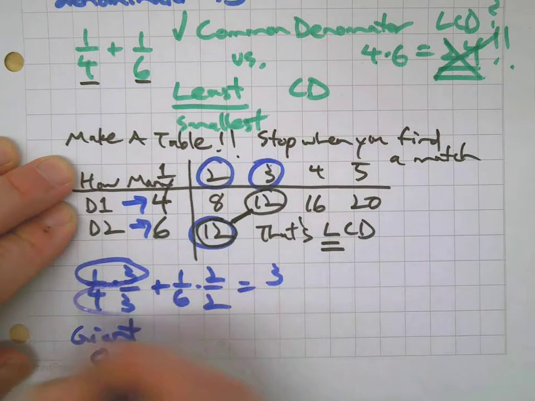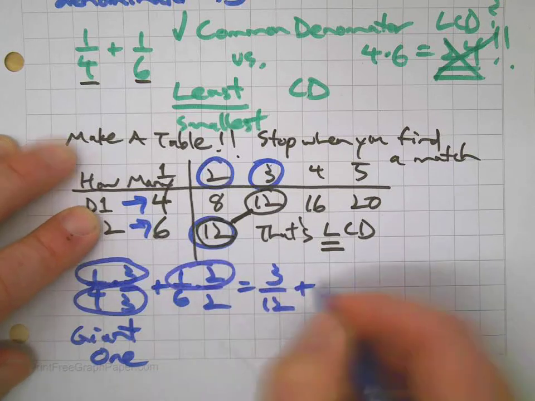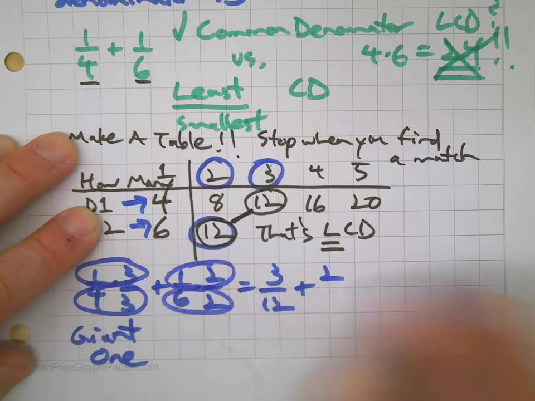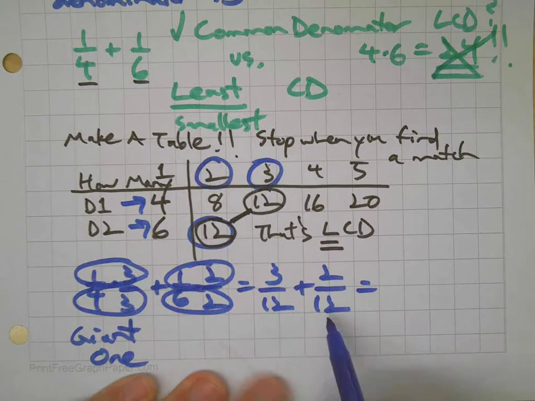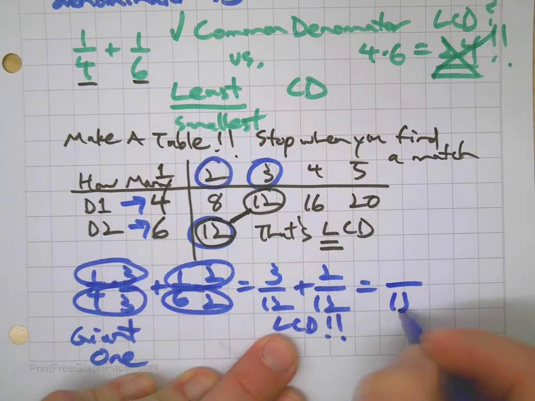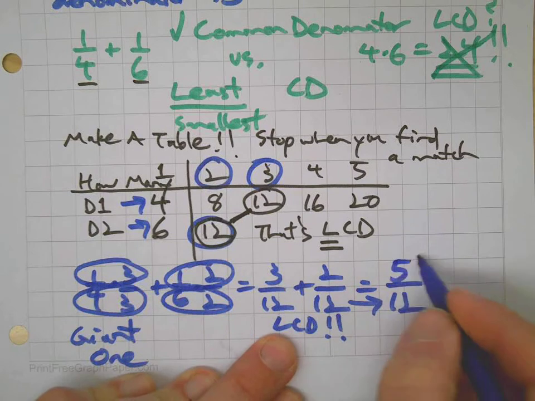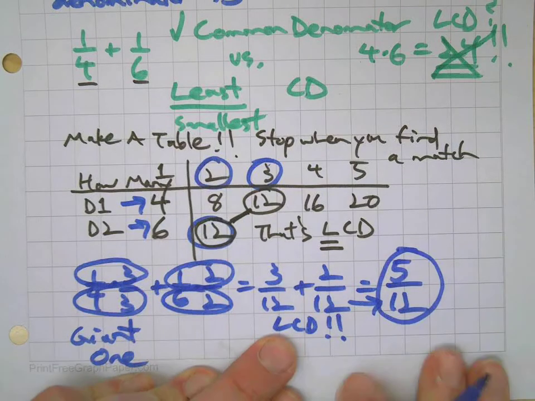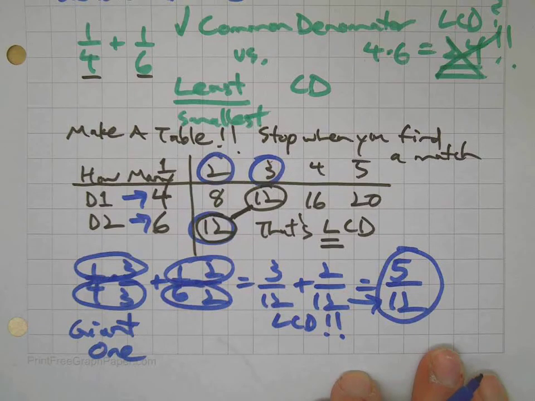1 times 3, 4 times 3. 2 times 1, 2 times 6. Look, we have the least common denominator right there. This makes this so easy. Once you have it, you're just going to put it over there, and there's our answer. 5/12. 1/4 plus 1/6 is 5/12.